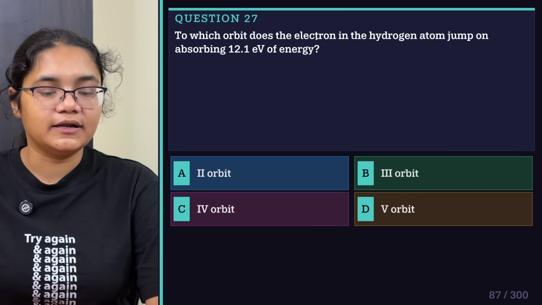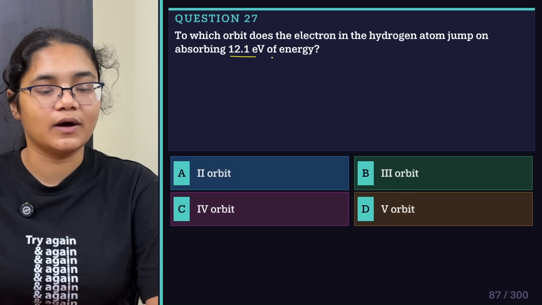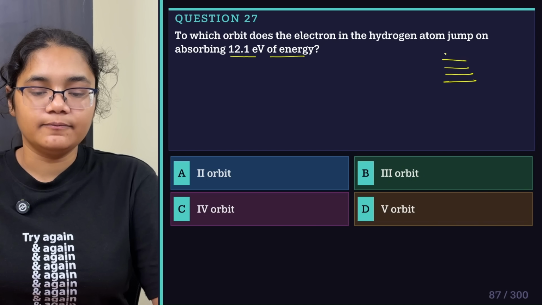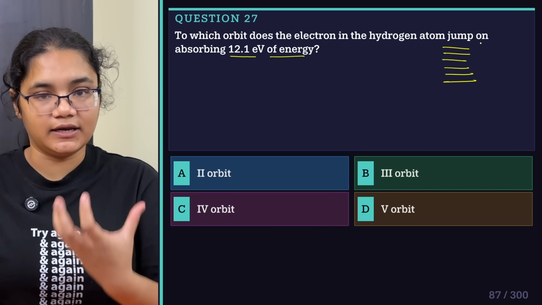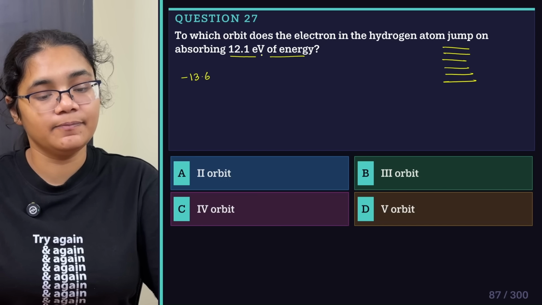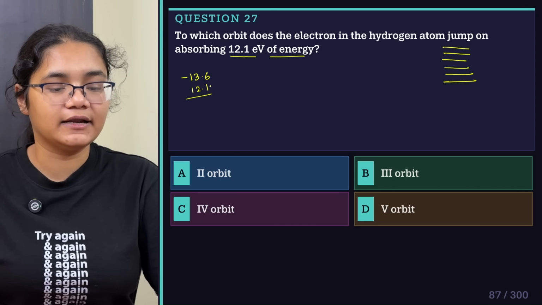Next, to which orbit does the electron in the hydrogen atom jump on absorbing 12.1 eV of energy? So we have hydrogen orbitals here. Now the hydrogen in its ground state has an energy of 13.6 eV. Now you have supplied 12.1 eV. So that gives me how much?